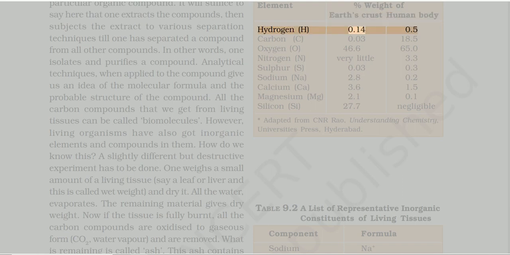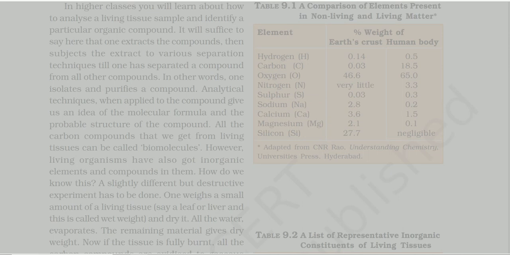Element, percent weight of Earth's crust, human body. Hydrogen, H, 0.14, 0.5. Carbon, C, 0.03, 18.5. Oxygen, O, 46.6, 65.0. Nitrogen, N, very little, 3.3. Sulfur, S, 0.03, 0.3. Sodium, Na, 2.8, 0.2. Calcium, Ca, 3.6, 1.5. Magnesium, Mg, 2.1, 0.1. Silicon, Si, 27.7, negligible. Adapted from C.N.R. Rao, Understanding Chemistry, Universities Press, Hyderabad. Table 9.1 A comparison of elements present in non-living and living matter.